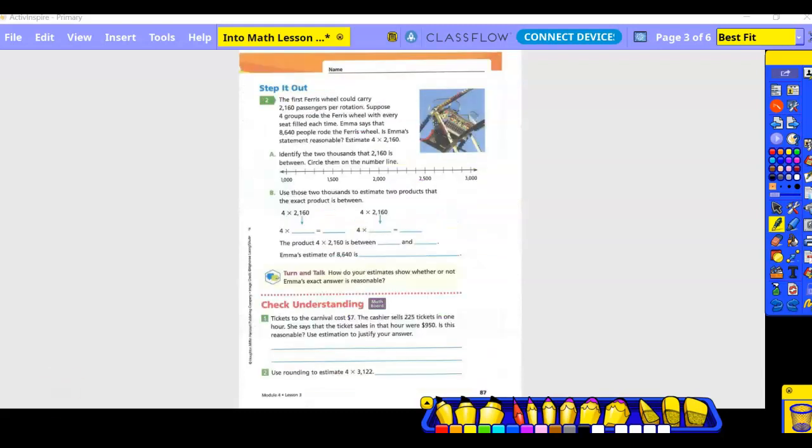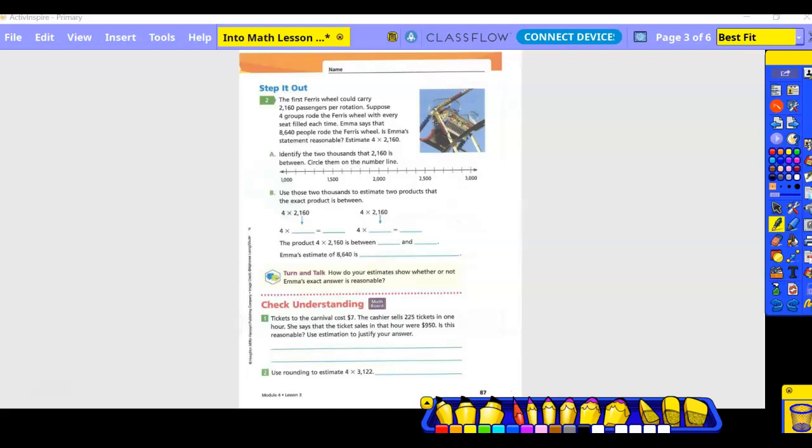Step it up. Number 2, the first Ferris wheel could carry 2,160 passengers per rotation. Suppose 4 groups rode the Ferris wheel with every seat filled each time. Emma says that 8,640 people rode the Ferris wheel. Is Emma's statement reasonable? Estimate 4 times 2,160.